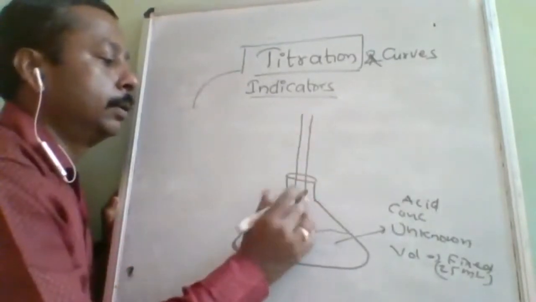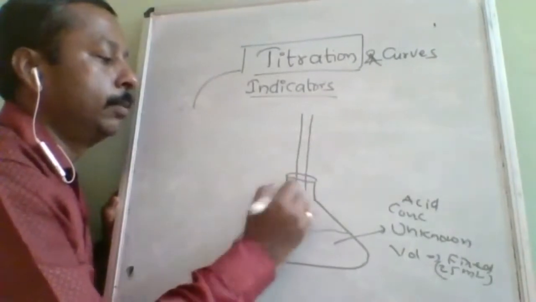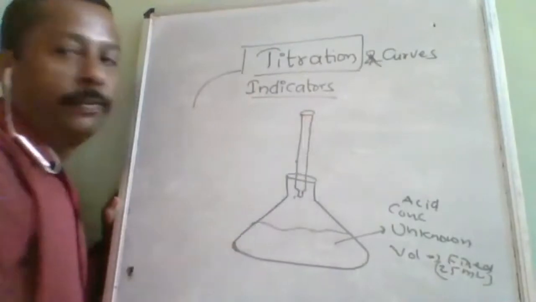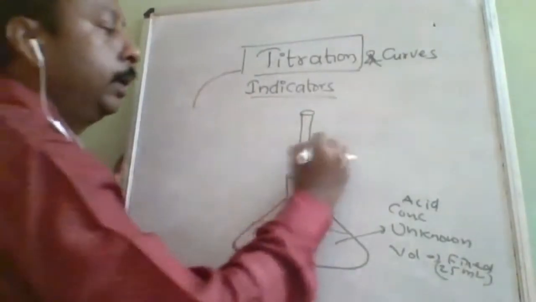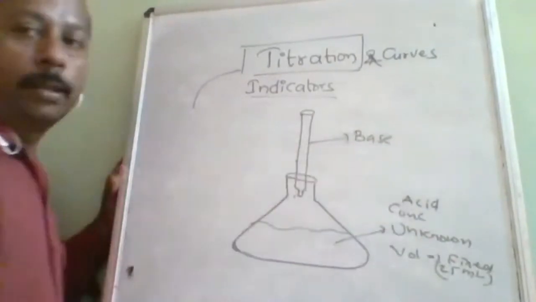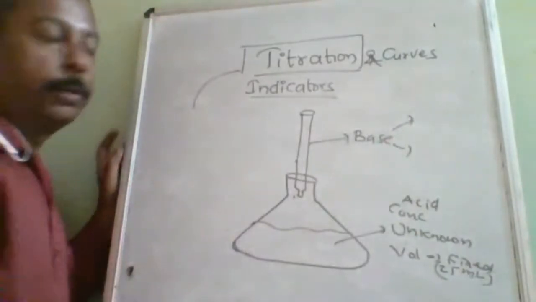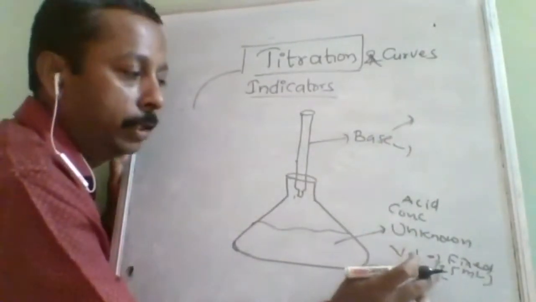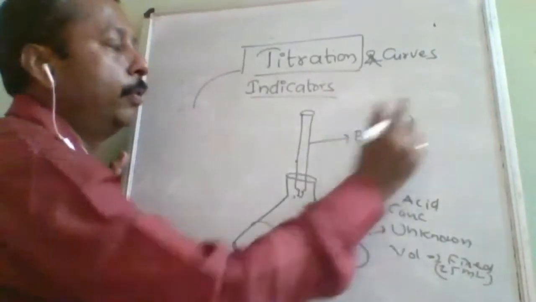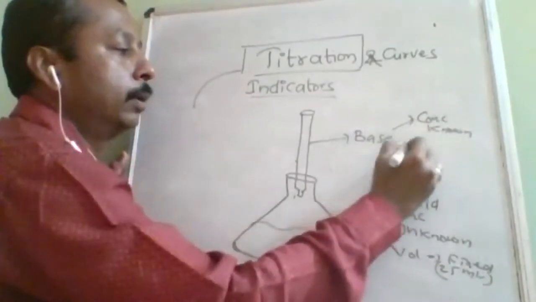The substance to be selected should be a base, and it should be filled in the burette. If the unknown is an acid, we will take a base. If it is a base, we will take an acid. Here two things again: concentration and volume. Before the reaction, for the flask its volume is known but concentration is unknown. For the burette, its concentration is known, but what is not known?